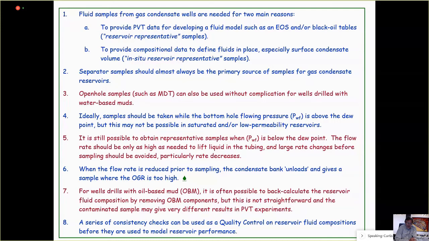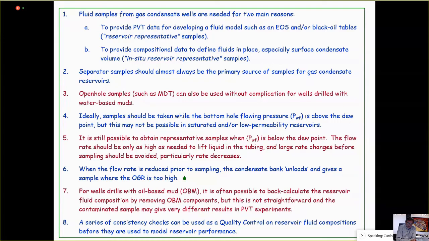They can be used without really any complication if you're using water-based muds, because then you can take the samples, make the measurement of PVT data, and tune your equation of state, just as if it was separator samples. We'll come back to the oil-based mud situation. Ideally, point 4, samples should be taken while the bottom flowing pressure is above the dew point, but this may not be possible in saturated or near saturated low permeability reservoirs that require substantial drawdown to get the production test.